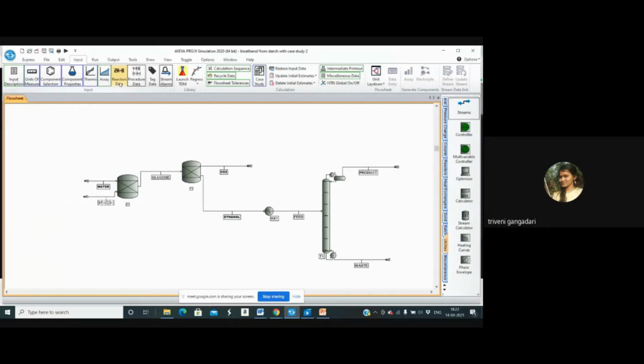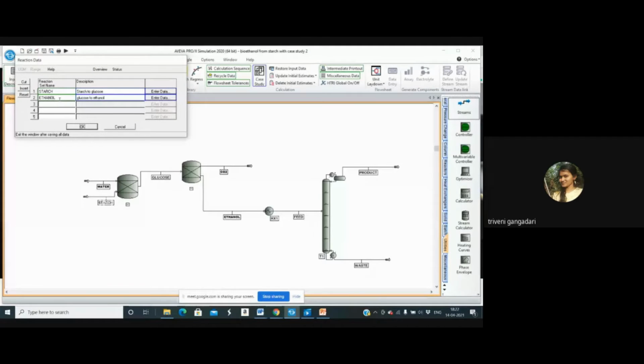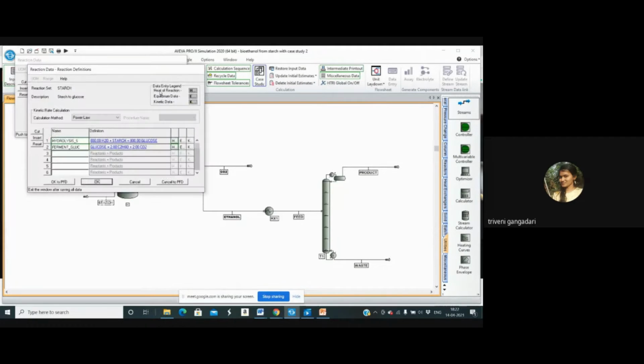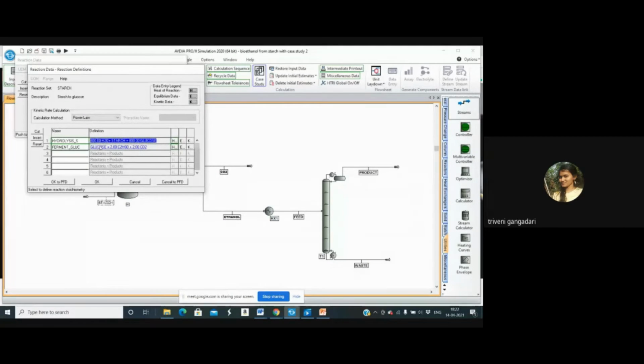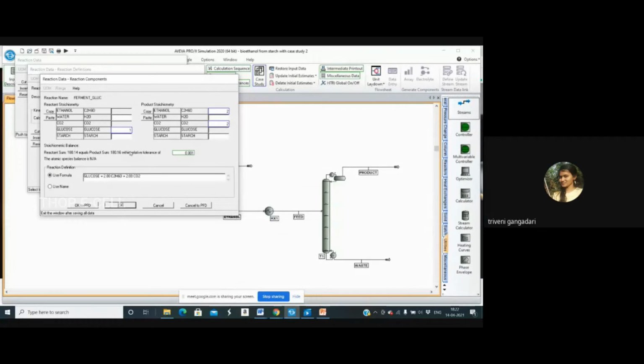And the next step is we have to give all the reactions involved in our process. To give them, go to reaction data, and here we have two reactions. One is starch to glucose and the other is glucose to ethanol. Let us look at how the starch to glucose reaction is given. Here click on definition. By giving the stoichiometric coefficients, the formula for the reaction is developed. You can look at that formula here. Similarly, the fermentation of glucose reaction is also given by giving the stoichiometric coefficients.